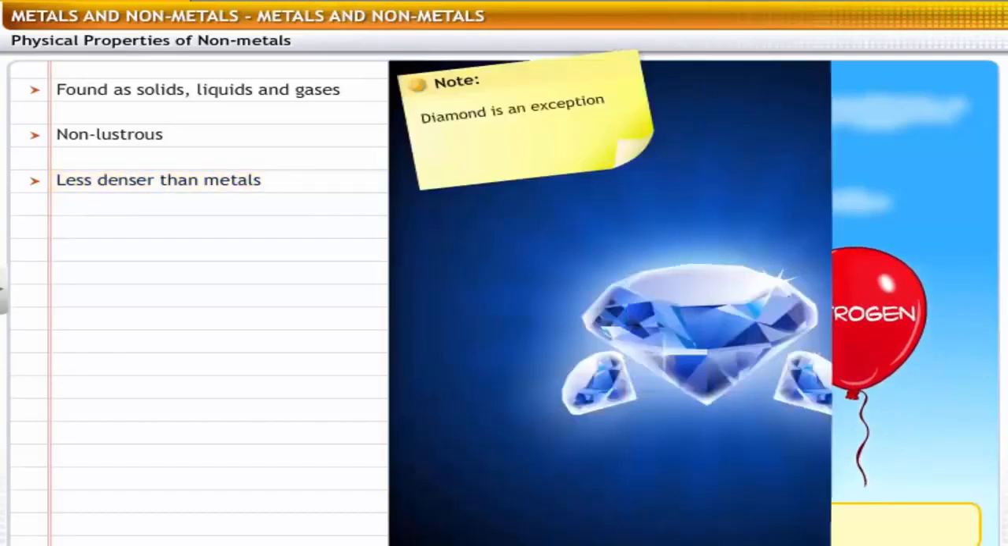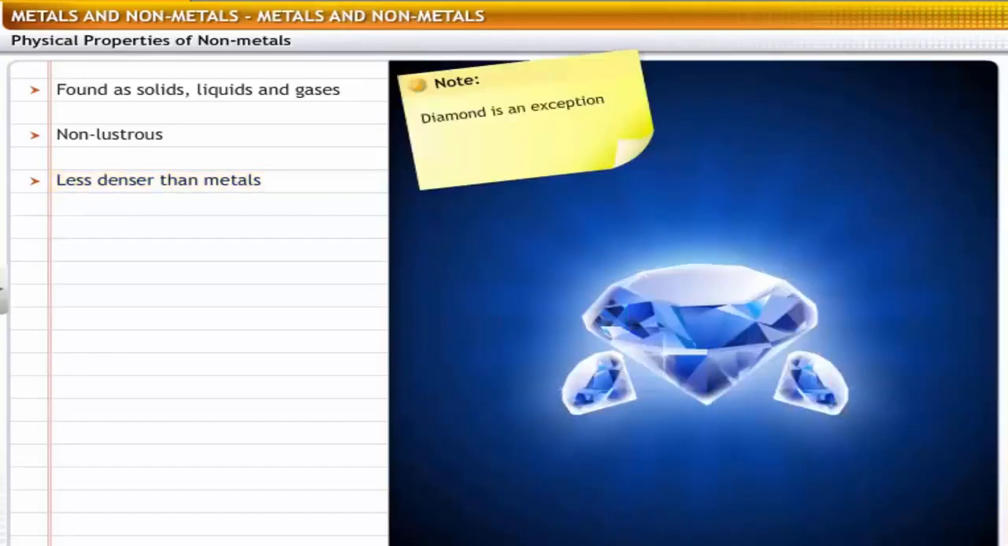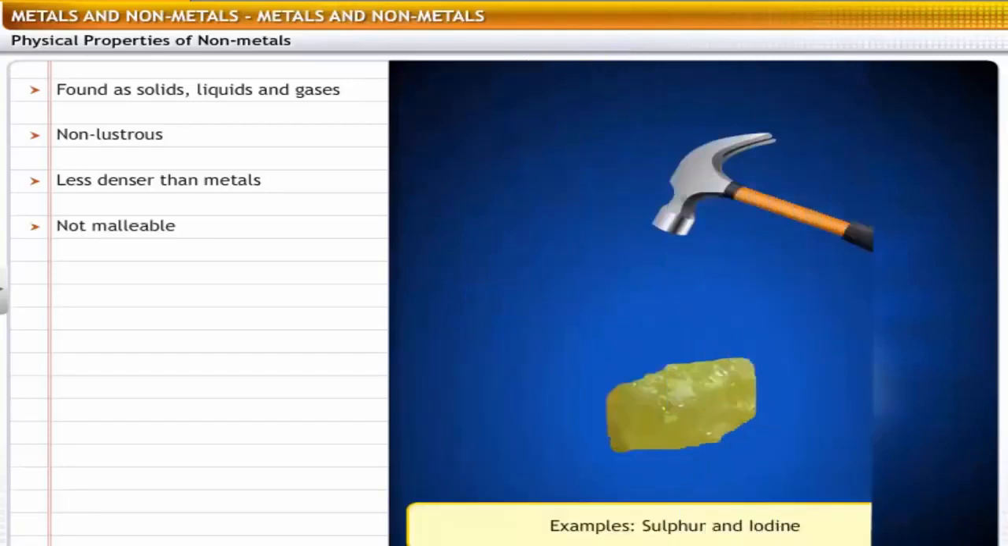The exception is diamond, a form of carbon. Diamond is one of the strongest known substances. This is because carbon, in this form, has a very high density.